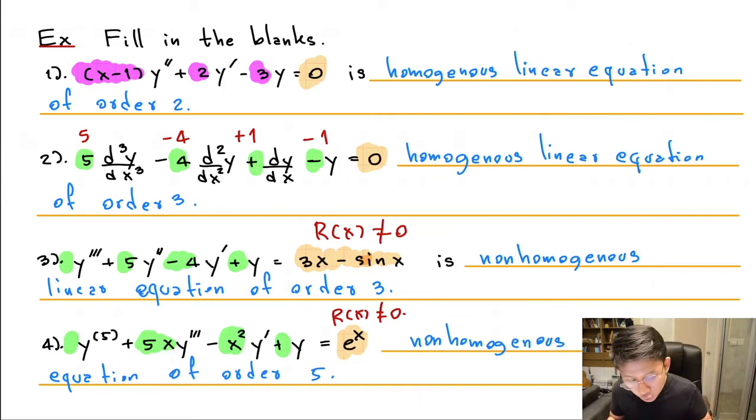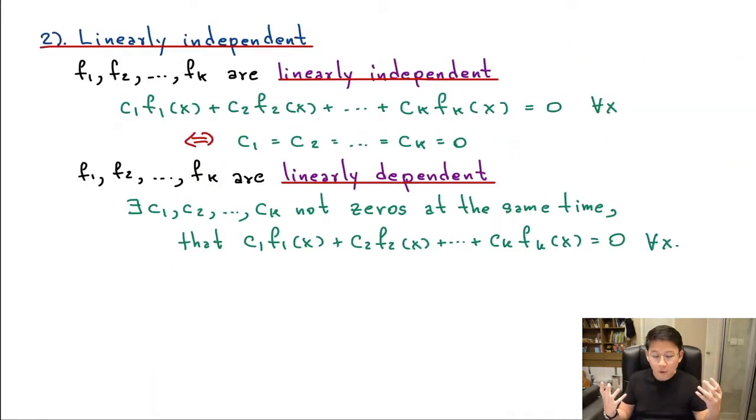Cool. So before we actually solve the linear equations, whether they are homogeneous or non-homogeneous, first we need to know one technical term, which is linearly independent. I'm not sure if you did linear algebra, but if you did, you would know linear independence. Anyway, let's assume that you haven't studied linear independence before.